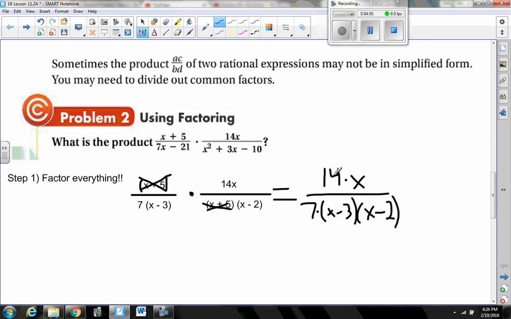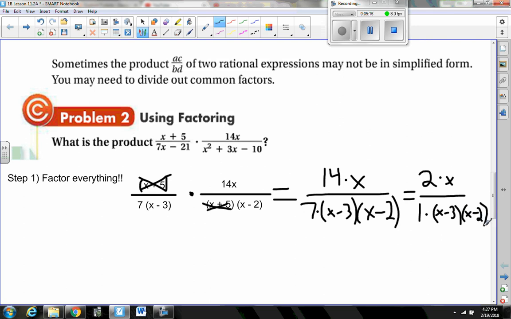But I can simplify 14 and 7 by dividing both of them by 7, and I end up with on the top a 2 multiplied by my x, and on the bottom, the 7 is just going to go away. When I divide 7 by 7, I get 1. So you can put a 1 times in front of this, or you can just leave it off, which is also fine. And then in parentheses, also x minus 2.